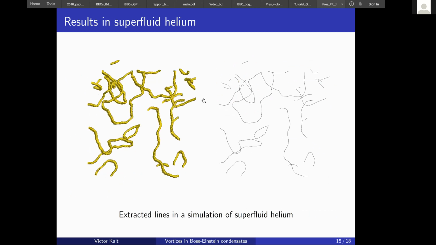So to see some results, we have one example here. The isosurfaces of low density are here on the left, and on the right we have the extracted vortex lines, and we see in the center a vortex ring. So we kept the property of having a closed loop.